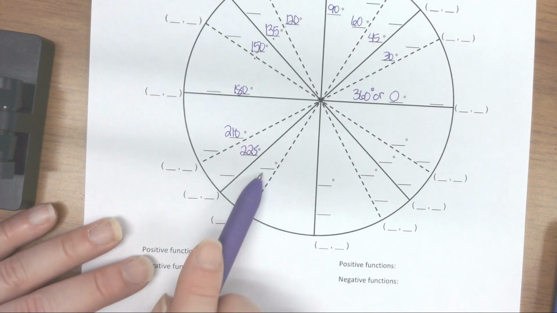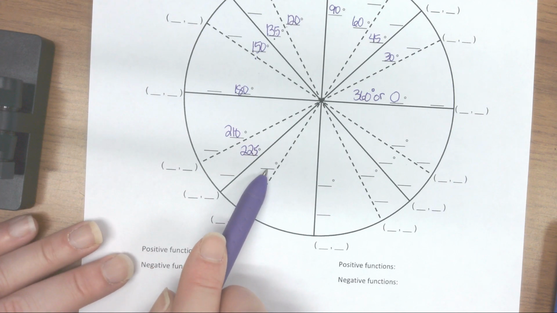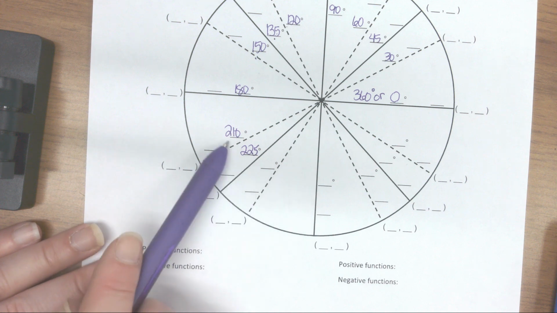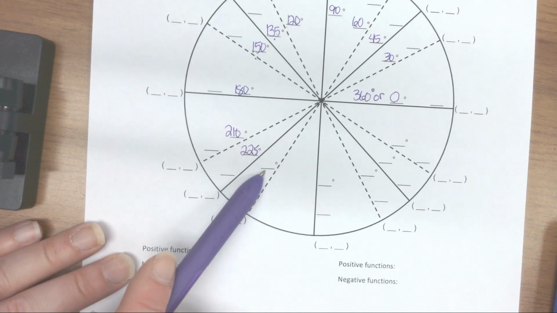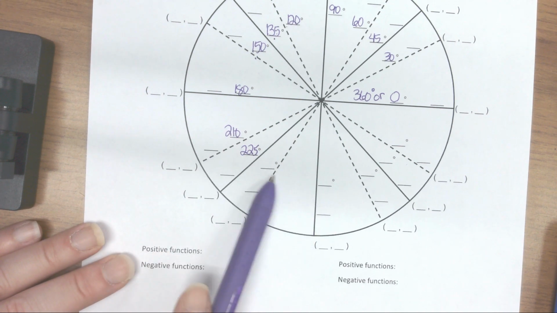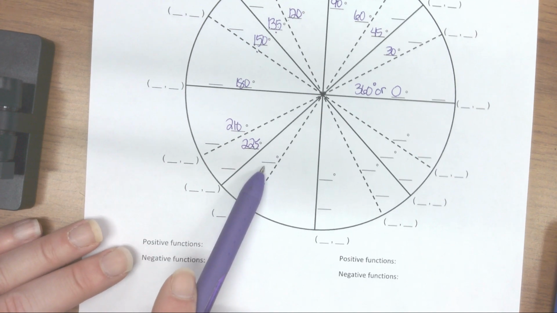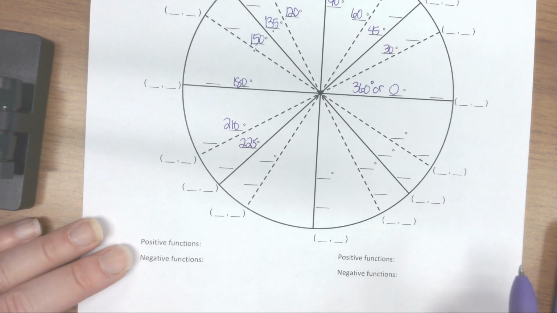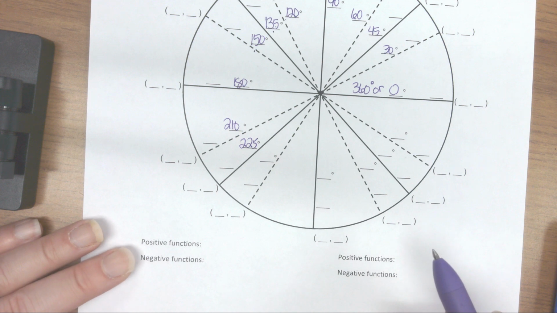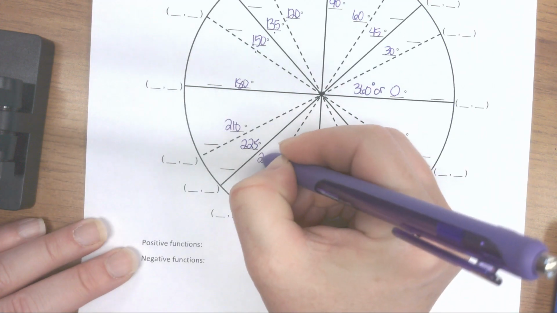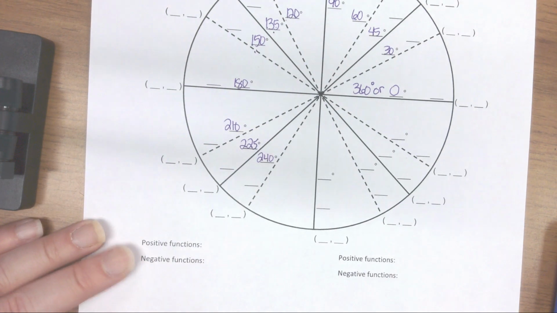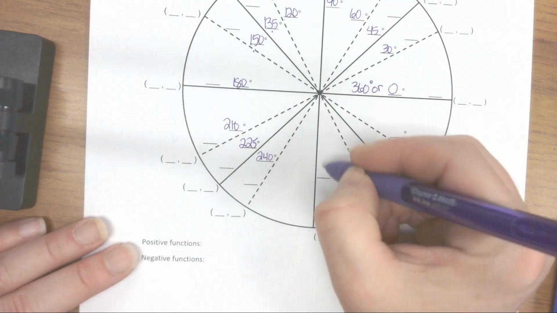Okay, this next one, you have two choices. You can add 30 to the 210, or you can take 30 away from 270. So, what's up? 240. And then all the way down to the bottom is 270.